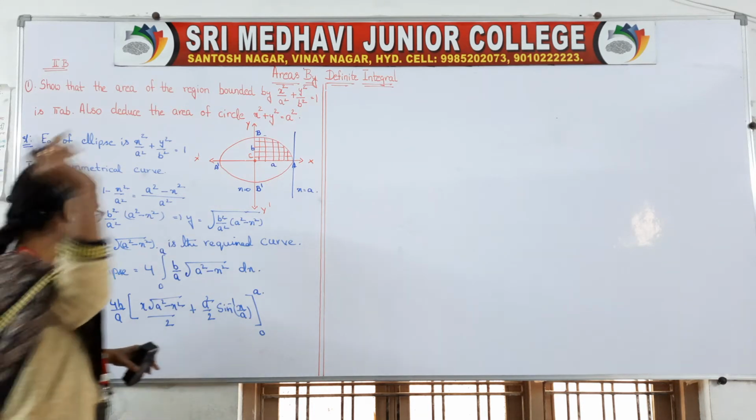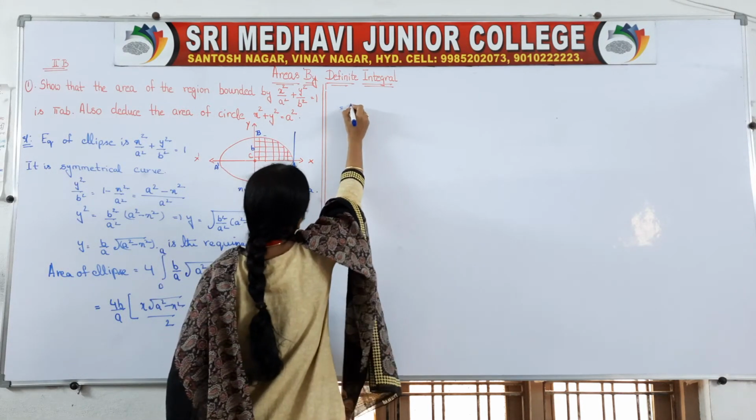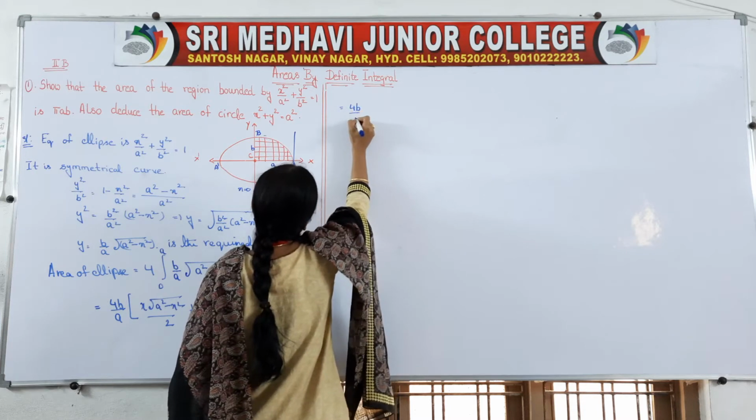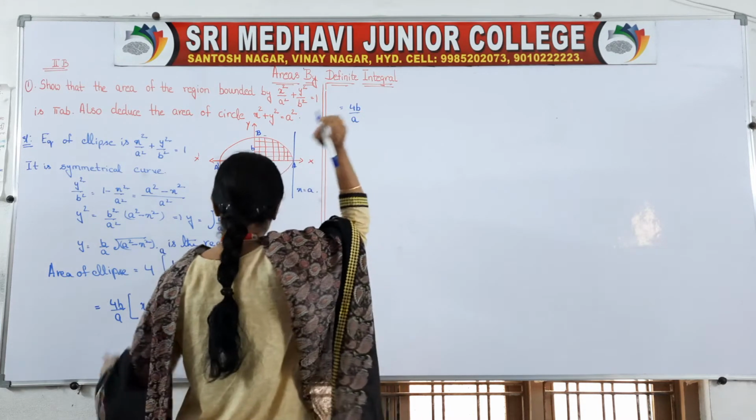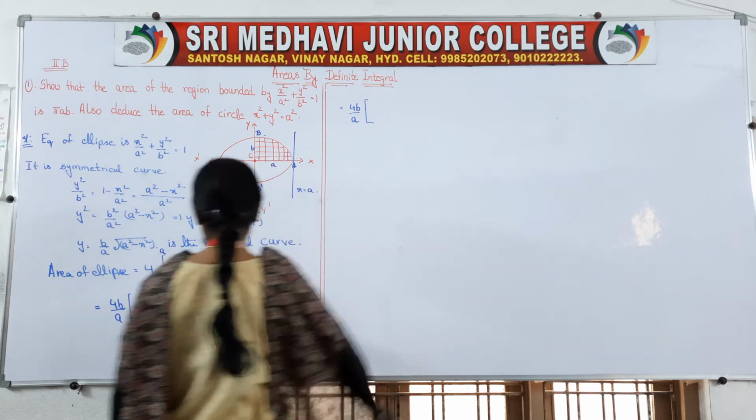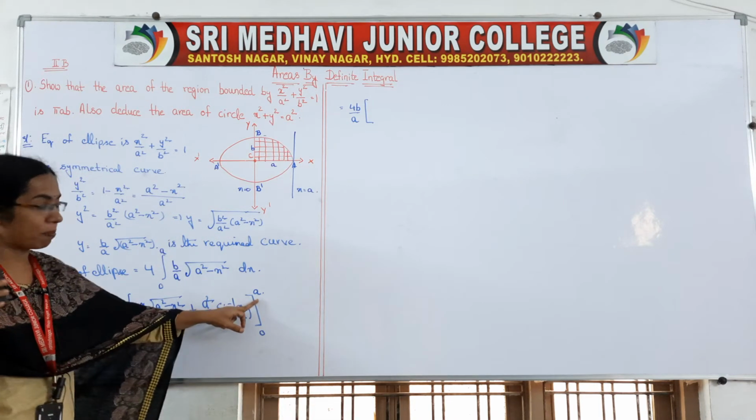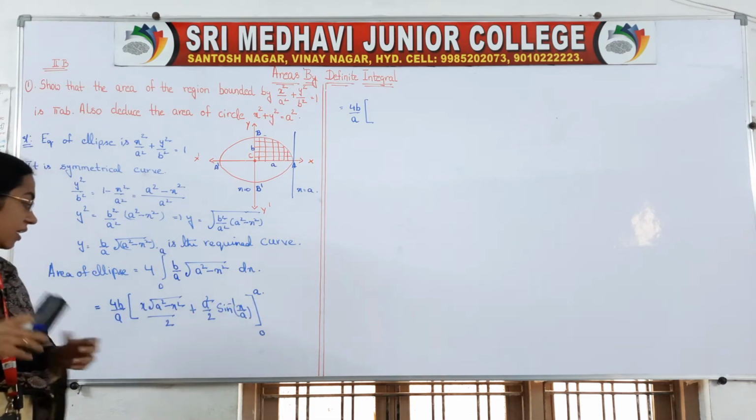So come on, how we can take this value is 4b by a. Okay, so first you substitute your upper limit. The upper limit is a in this equation.